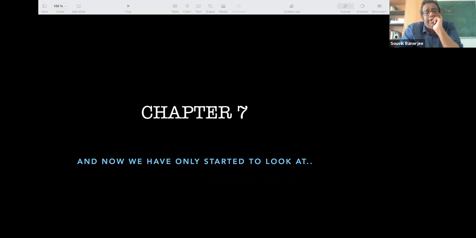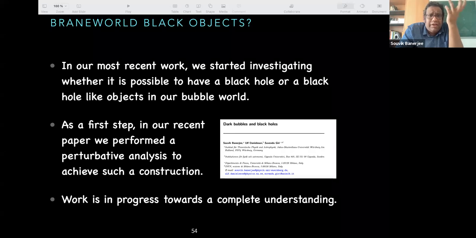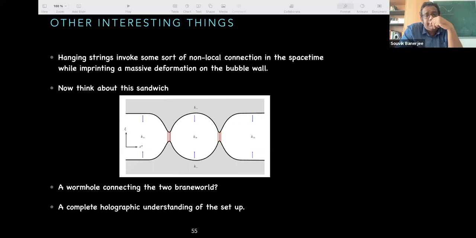Now, what we are looking at are the following things: whether we can have braneworld black hole kind of objects. We have started looking at these things because this is very non-trivial. People have tried a lot in different ways. We are trying also to do some perturbative analysis to have some sort of construction. Work in progress, in complete understanding. And eventually we'll also try to understand whether there is a wormhole kind of construction.